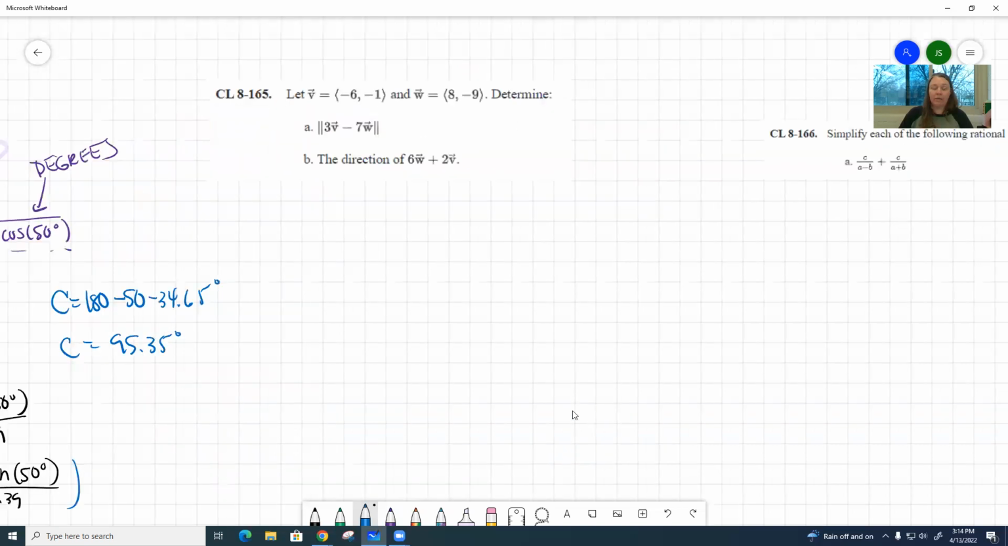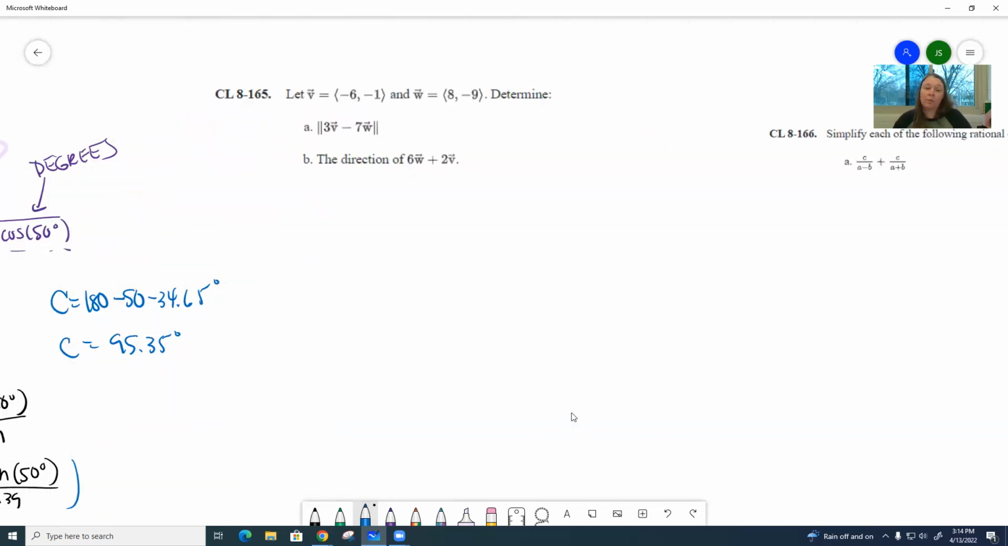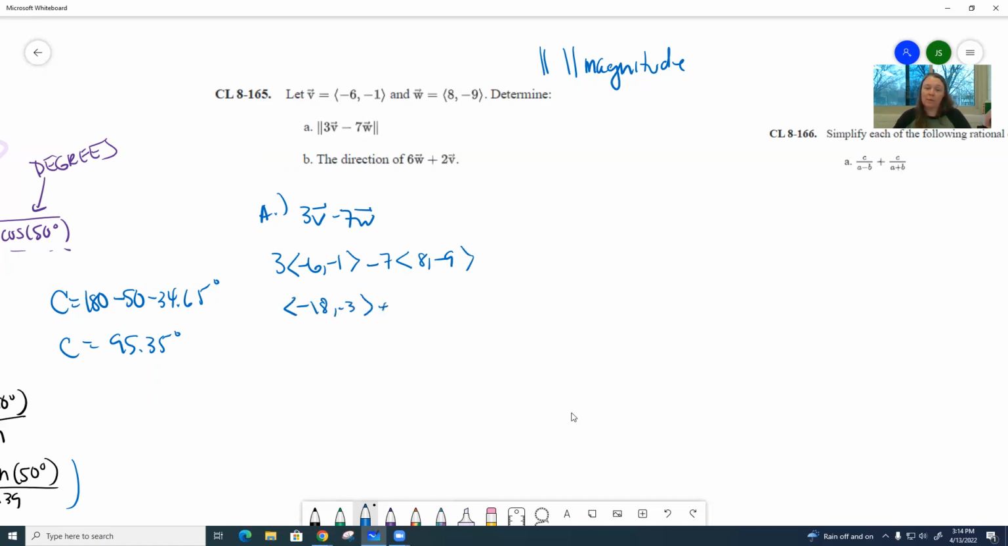All right, 165 vectors. So we want, remember these symbols here, when you see this, magnitude. But first I need to figure out for part A, what vector that 3b minus 7w is. And then I can find the magnitude. So I need to do 3 times the -6, -1, and then minus 7 times the 8, -9. So it's basically like distributing: -18 and -3, plus, I'm going to distribute the -7 in and change this to plus. So that would be -56 and then 63.